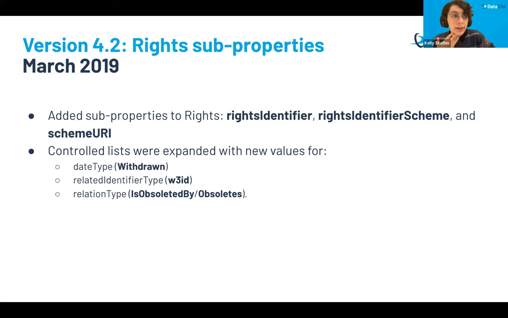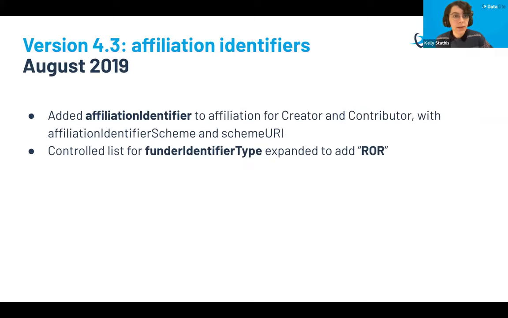Version 4.2 added new subproperties for rights metadata to capture a rights identifier. And there were again a handful of additions to control lists, a new date type withdrawn, a new related identifier type W3ID, and a new relation type pair is obsoleted by and obsoletes.